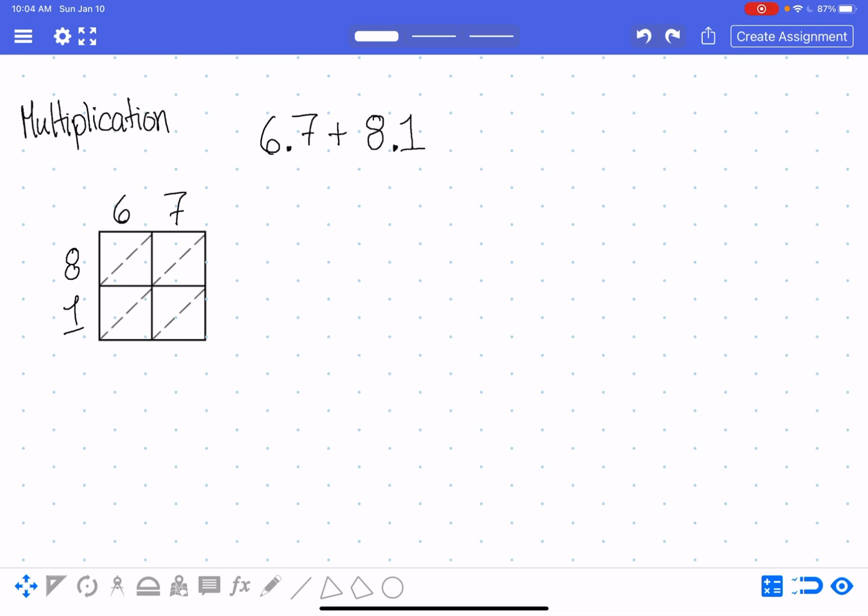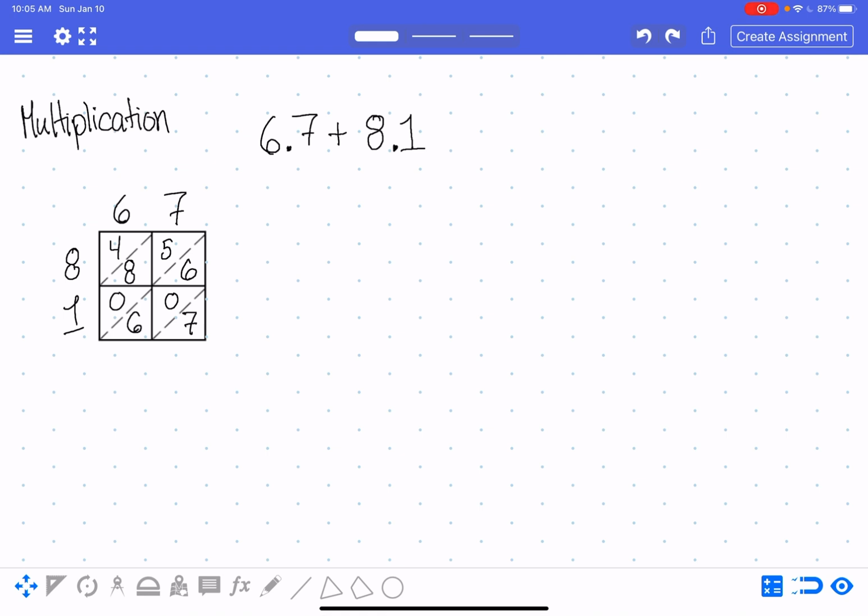So I'm multiplying really 67 and 81, but I'm not forgetting about the decimal. I'm just sort of putting it aside for now. And then what I'm going to do is I'm going to multiply here, just like we did before. Okay, times 1 is 6. Oops. Let's try that again. Okay. And then 7 times 1 is 7. There we go. Okay, so I'm multiplied.